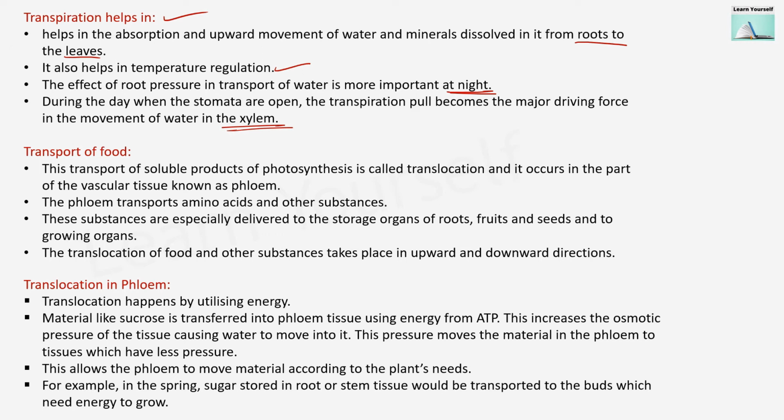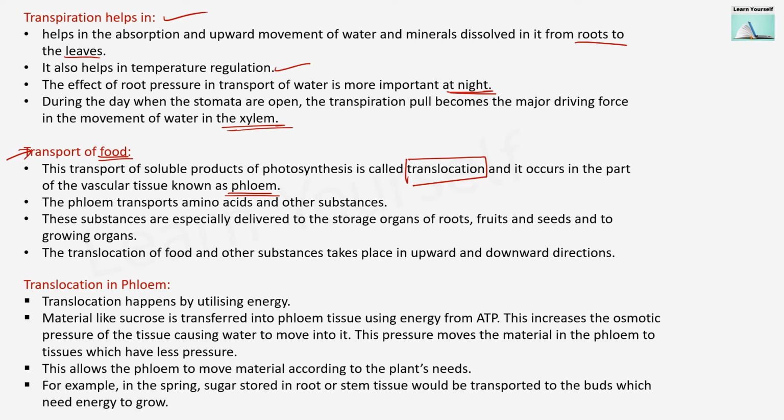Now transport of food. Till now we were discussing transport of water. We have discussed the transpiration pull, ion concentration difference. Now comes the food. How is food transported from roots till the leaves? The transport of soluble products of photosynthesis is called translocation and occurs in the part of vascular tissue known as phloem. So phloem tissue is responsible for translocation of the dissolved products of photosynthesis.